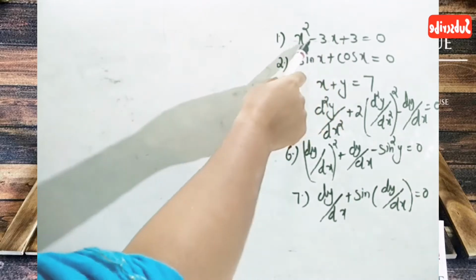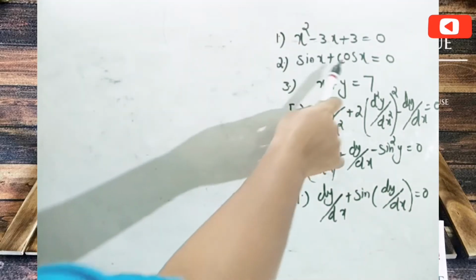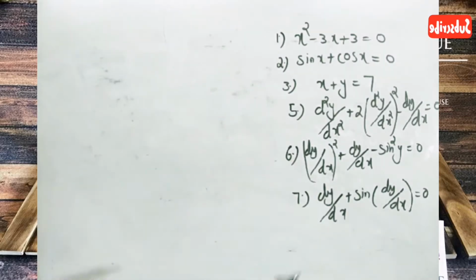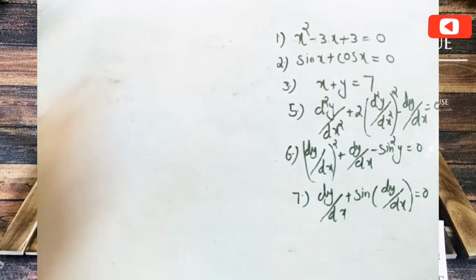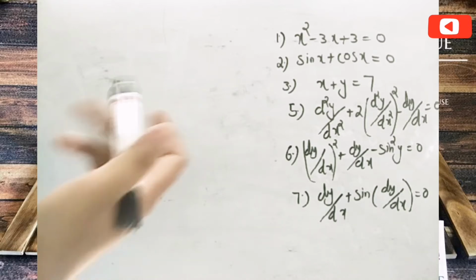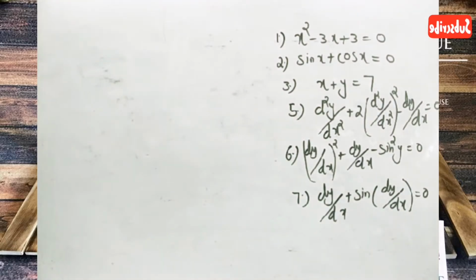This is a quadratic equation in x, and sin x plus cos x is equal to 0. That is a trigonometric equation. In 11th standard we studied how we can solve the trigonometric equations. And x plus y is equal to 7, that is a linear equation. So we are familiar with quadratic equations, trigonometric equations, polynomial equations, cubic equations. We are familiar with such equations.